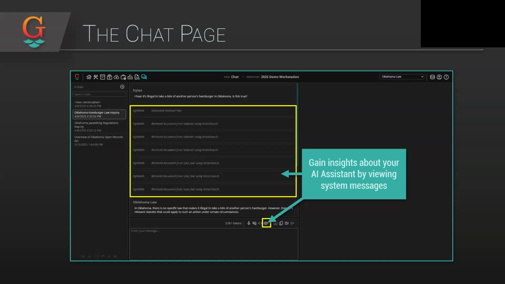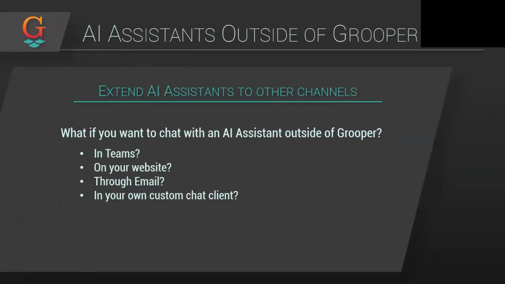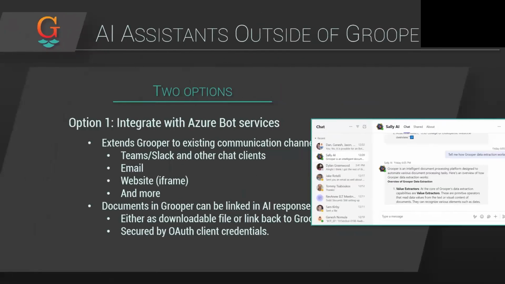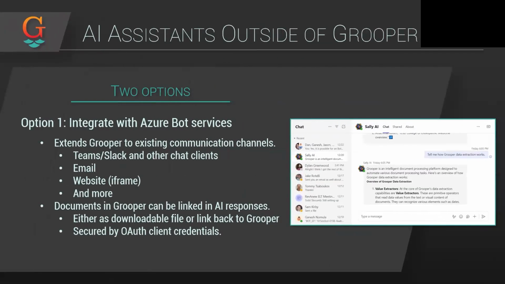Perfect. Yeah, we are. Sorry, guys. I also want to point out that you can also extend AI assistants to other channels. So you don't have to just use AI assistants in Grooper. You can take them out into the world. If you want to use them in Teams or on your own website or even through email or your own custom chat client, you can do that. There's a couple of ways that is possible.